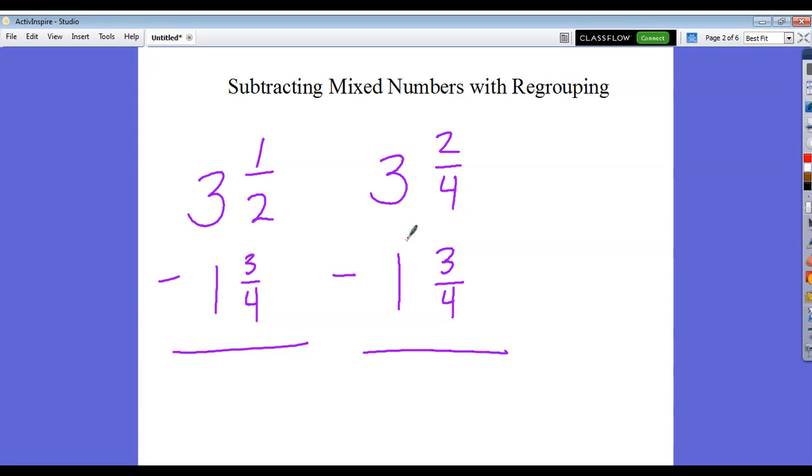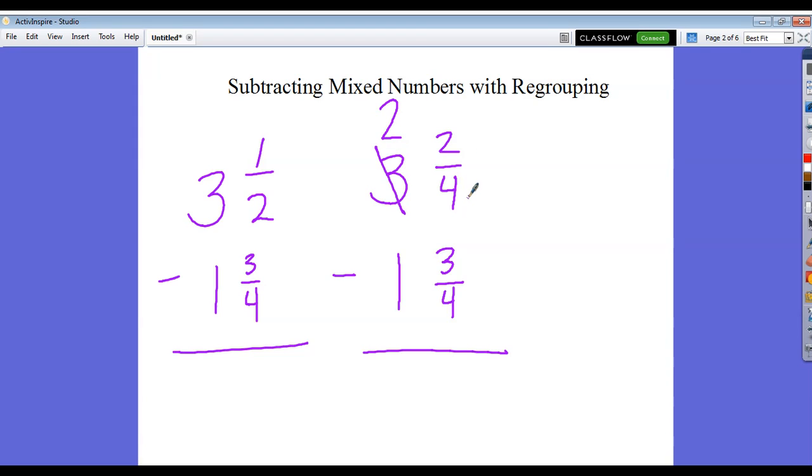So now when I subtract, I'm going to think about my whole numbers and my fractional parts. Now I cannot do 2/4 minus 3/4. It would be like saying 2 minus 3. I'm going to get a negative number, which is not what I'm looking for in this problem. So I'm going to regroup or borrow. I'm going to take one whole number away from my 3, which is going to make this 2 wholes, okay?